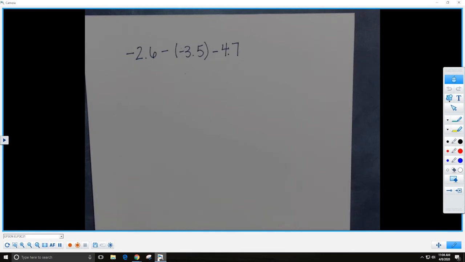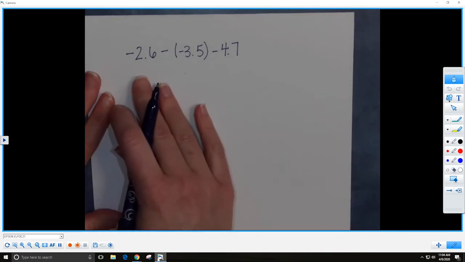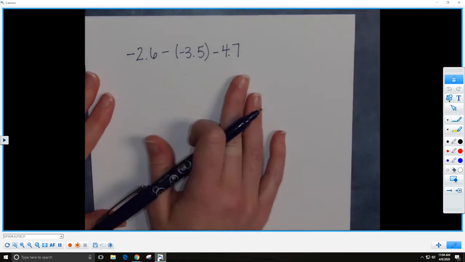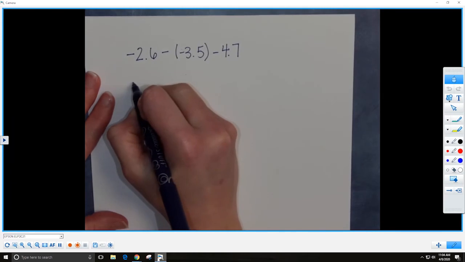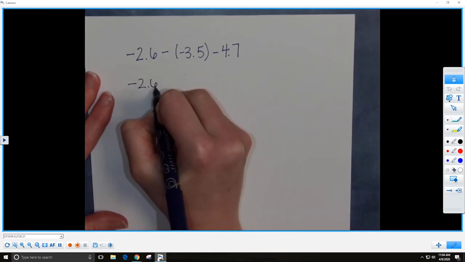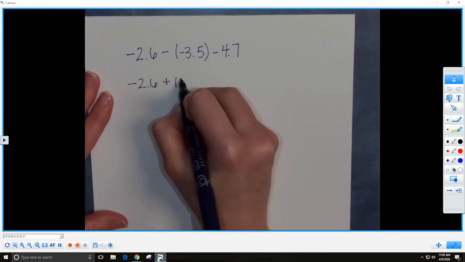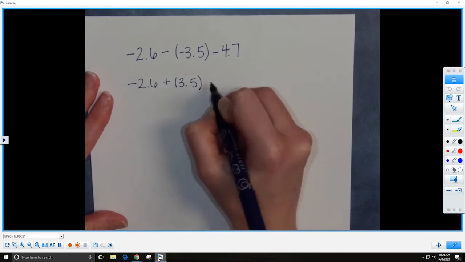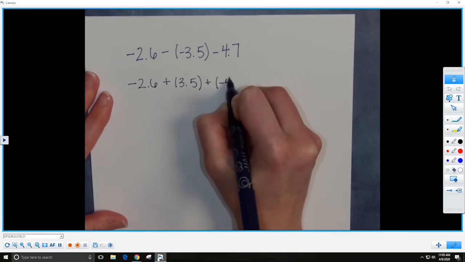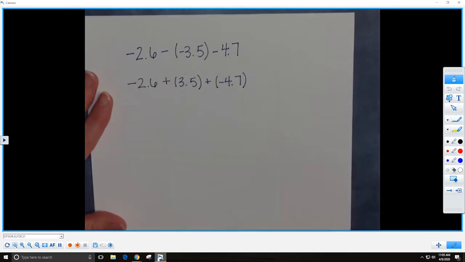Let's think through the problem. First, when we think about whether our answer is positive or negative, what are you thinking? I hope you said negative. I'm going to go ahead and add the opposite to think about what these numbers look like once we've added the opposite. So negative 2 6/10 plus 3 5/10 plus negative 4 7/10.